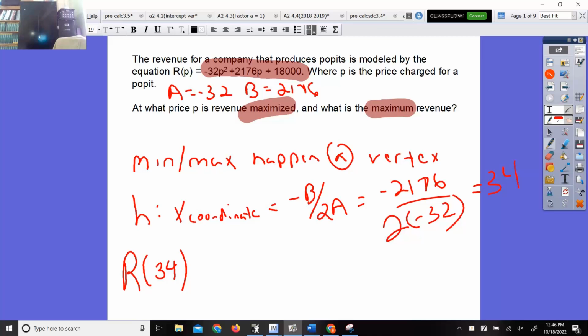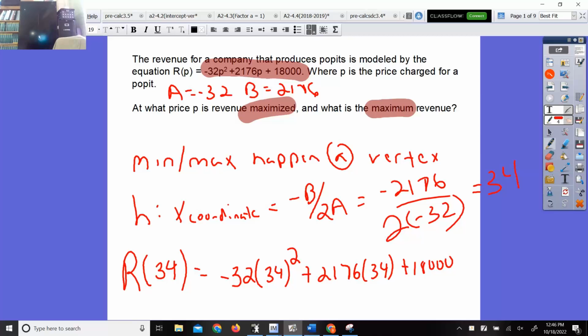34. 34 bucks seems like a lot of money for a pocket, doesn't it? Maybe it's 34 cents. All we know is 34. Could be a peso. What country uses the peso? I'm just curious if you learned Spanish or not.